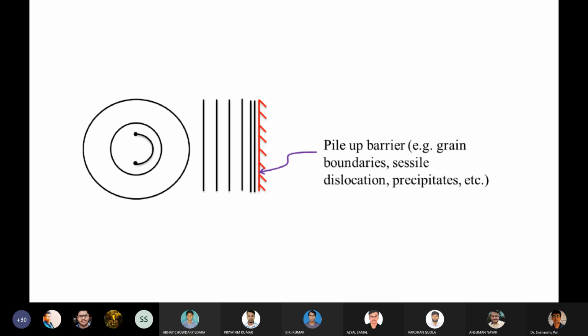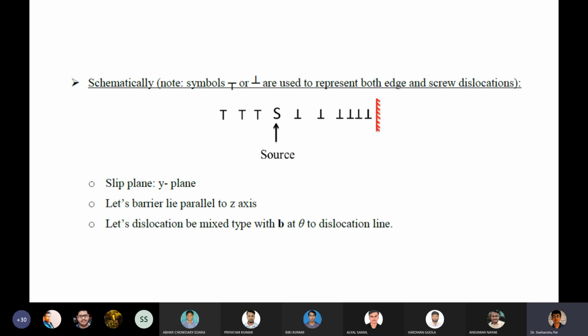So now we are going to understand the next scenario, how different kinds of dislocations move out from the source and reach a particular barrier, and how they pile up. In this slide, we are going to see these things through a schematic diagram. If you look at the symbols, upright T or inverted T, they represent edge and screw dislocations. Okay, so now S in the slide represents the source.